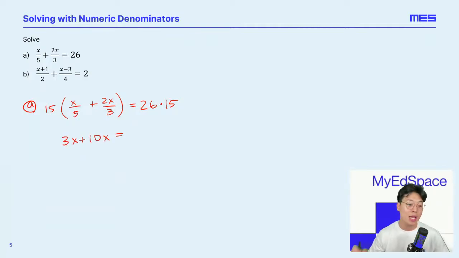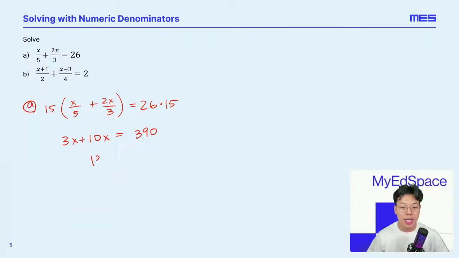Awesome. 26 times 15. Let me give you a quick way of doing this. This is kind of like calculating tip, 15% tip. You multiply the 26 by 10, that's 260. And then half of 26 is 13, and you multiply that by 10 as well. And you take that half because 5 is half of 10. So you take 130 plus 260, that's 390. Boom, just like that. Awesome.